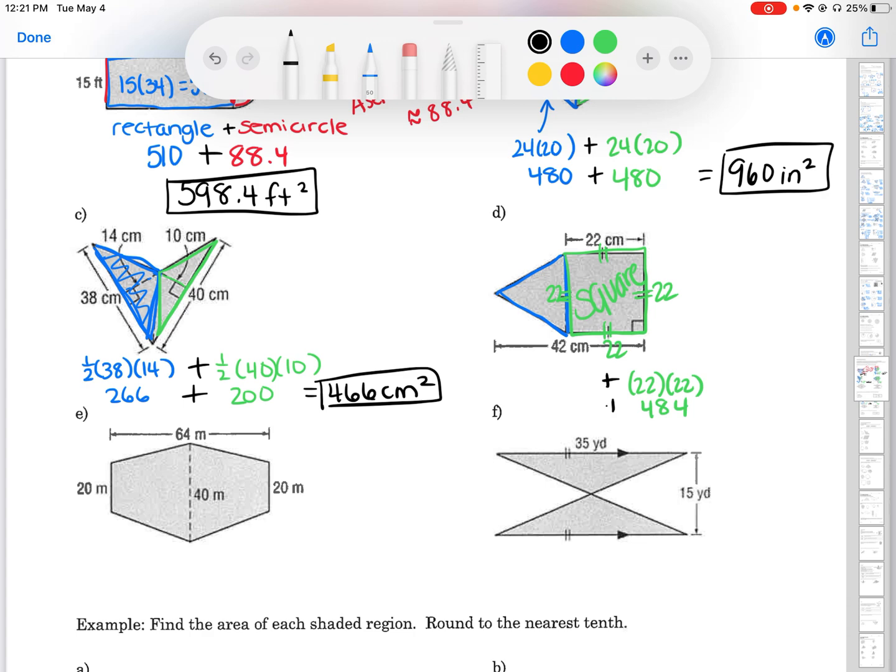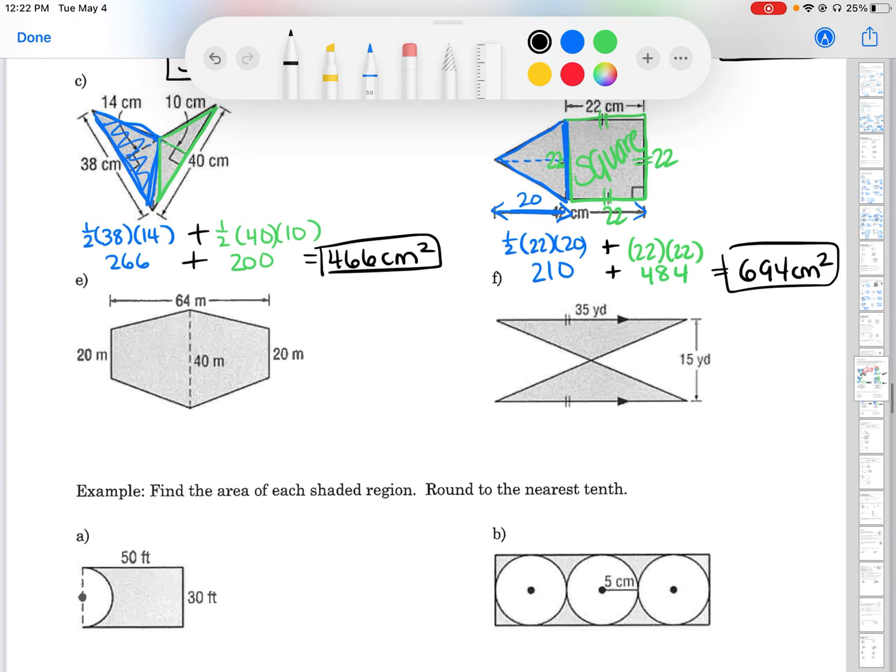All right, to that we need to add whatever the blue triangle is. Well, in order to get the blue triangle, we really need some information. We have a base. We just said that it's 22. So half times the base. But what's the height? What is this distance? Well, we see the measure of 42 is from here to here. We can chop off 22. That's going to leave 20 from here to here. So it looks like the height is going to be 20. So we're going to get 210 for the blue triangle. We'll add this all together. 210 plus 484 is going to give us 694 centimeters squared.